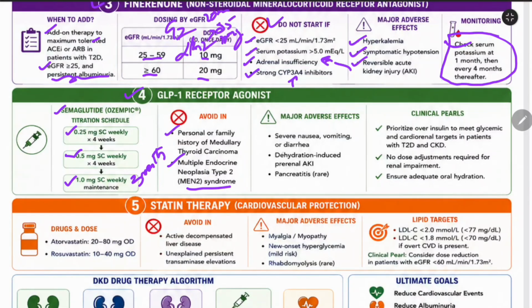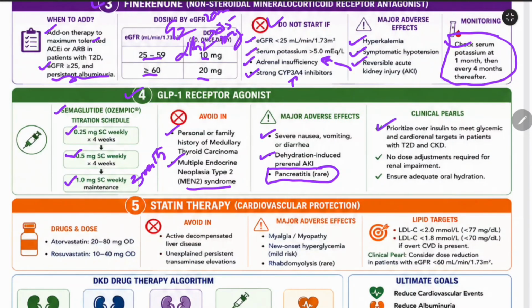Major adverse effects are severe nausea, vomiting, and diarrhea, and these are usually dose limiting, and they will resolve when the body adjusts to these agonists. Initially, that's why we are starting these drugs at low doses, so that the patient can adapt to these drugs. So severe nausea, vomiting, or diarrhea, dehydration induced pre-renal AKI, and a rare adverse effect is pancreatitis.